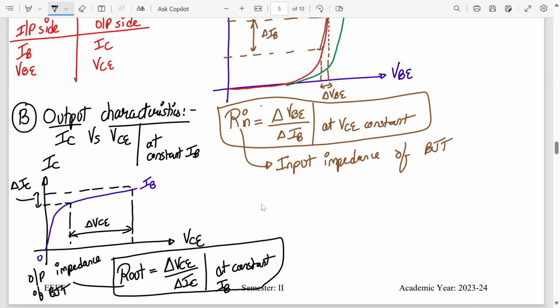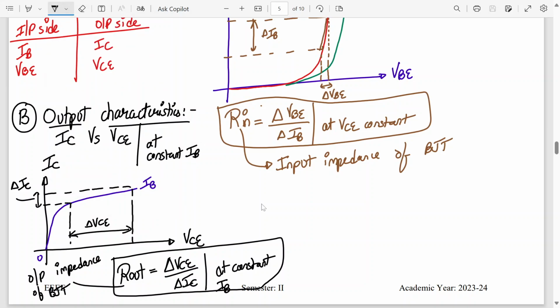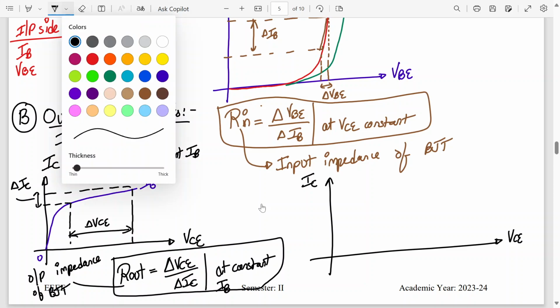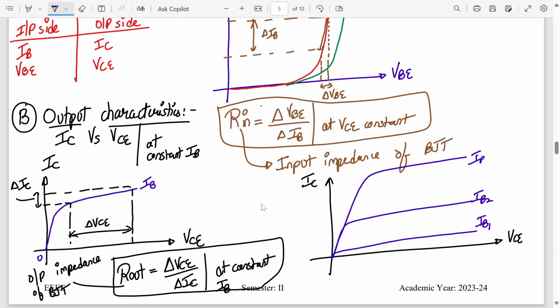Input output impedance, I'll talk about it in the next class, but just write down what graph information will be provided. The output characteristics can be a family of curves also. So you can plot with different values of IB. This is the VC versus IC graph. Let's plot different values of IB. So let's say one value is over here, another over here, another over here. So this is IB1, IB2 constant, IB3 constant.